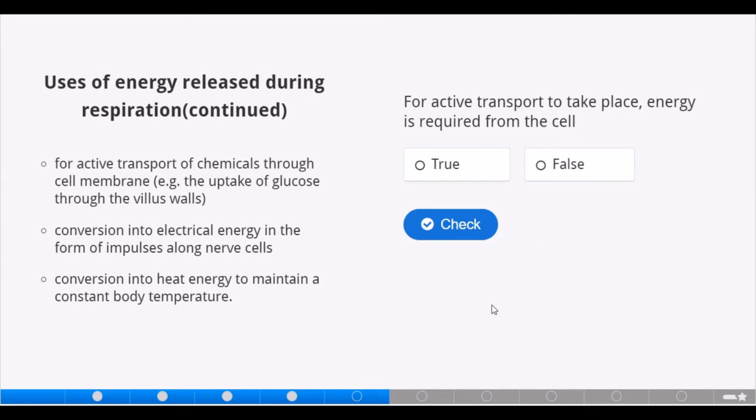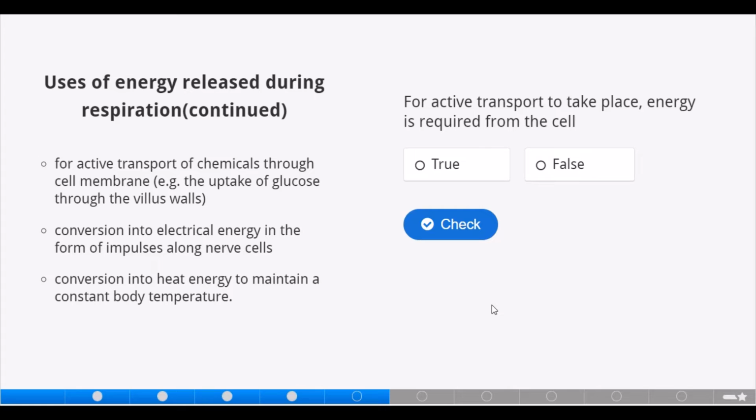Uses of energy released during respiration continued. Energy released during respiration is also used for active transport of chemicals through the cell membrane of the cell. An example of this is the uptake of glucose through the villous walls. We also have conversion of electrical energy in the form of impulses along nerve cells. Energy released during respiration is useful for this. It is also used for the conversion of heat energy to maintain a constant body temperature.